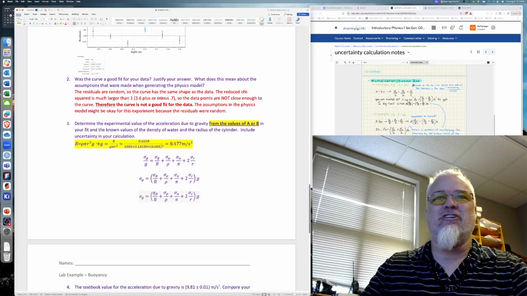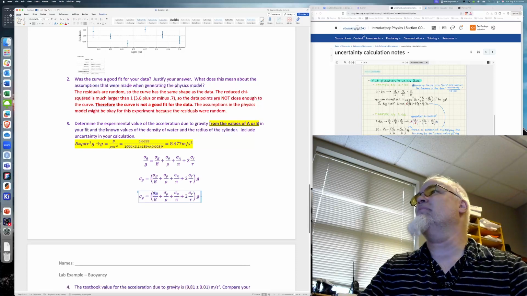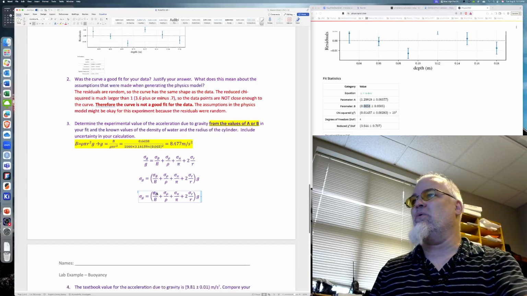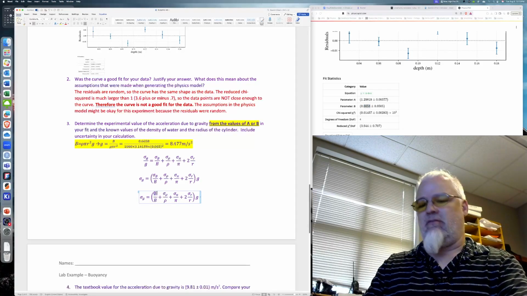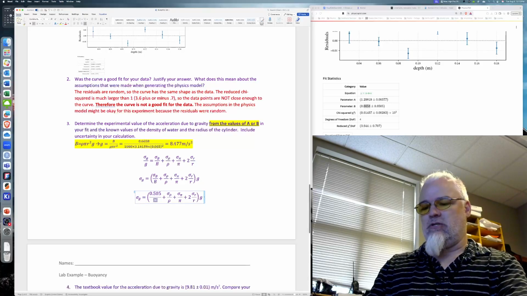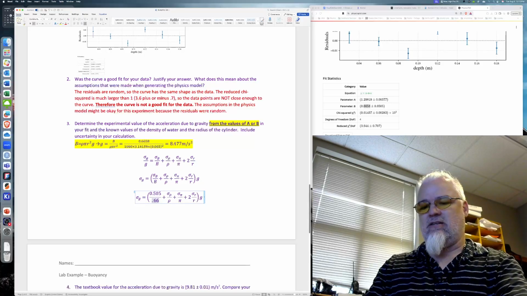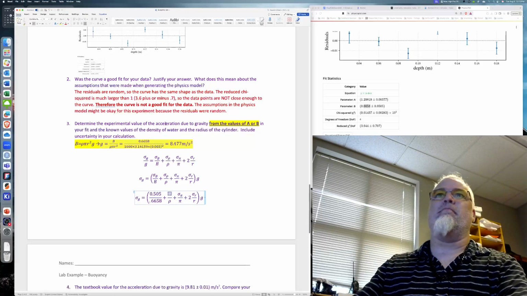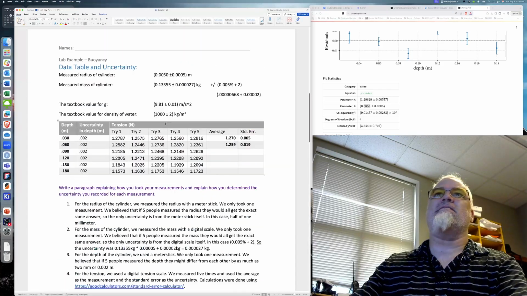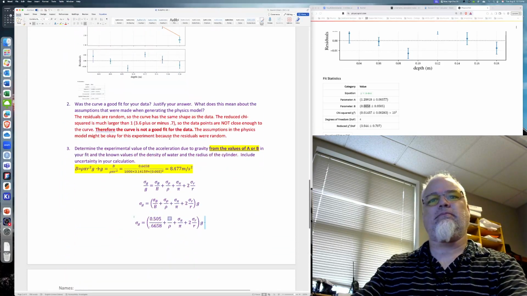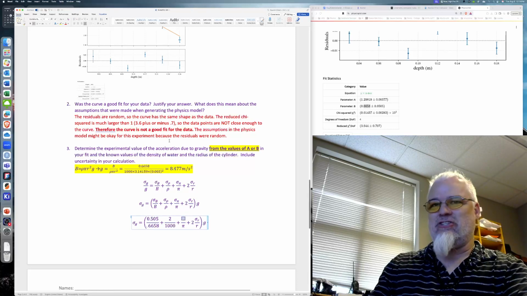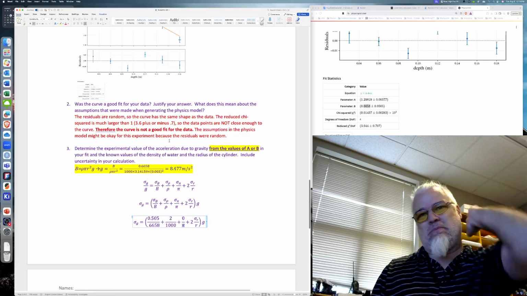So the uncertainty in G is the uncertainty in B over B. We get this from Physics Plot. Physics Plot tells us that the uncertainty in B was 0.505, and B was equal to 0.6658. The uncertainty in rho we get from the textbook. It was 2 over 1,000. The uncertainty in pi, well, pi doesn't have any uncertainty. It's an exact number.